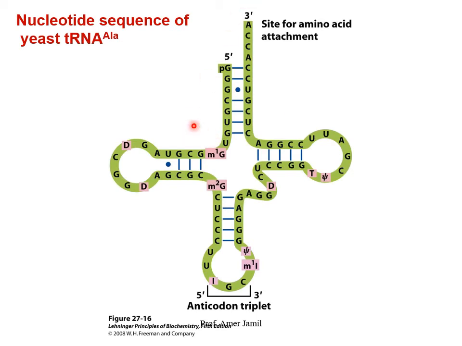This is a nucleotide sequence of yeast tRNA alanine. So this is the anticodon for alanine, and alanine will be attached to this 3' end of the transfer RNA.